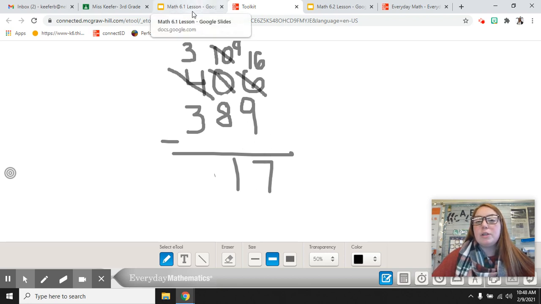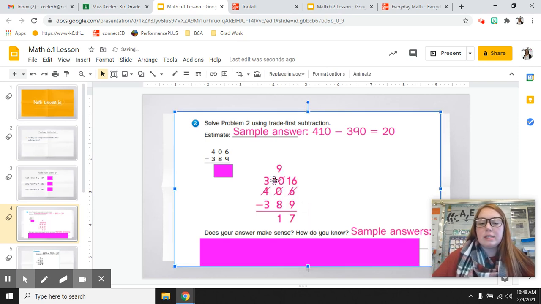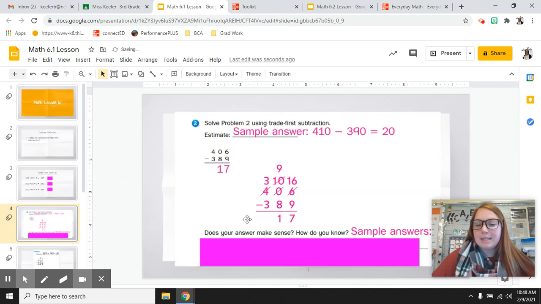So I'm going to switch back over to the Google Slides, and I'm just going to show you this is a little bit more of a clean version than my messy scratch on the whiteboard. But they just did the same thing here. They kept borrowing and trading, passing it on to the next place value until they had a number that was greater on top than on the bottom.